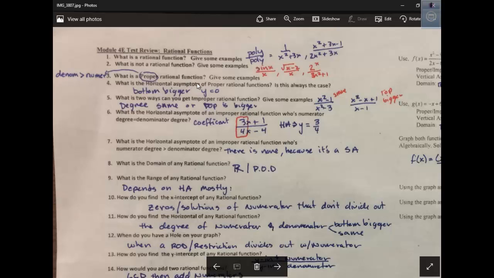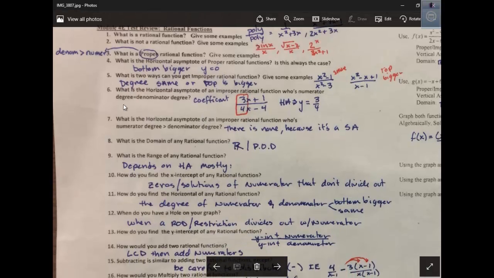What is the horizontal asymptote of a proper? So proper is when the denominator is bigger. So if the bottom is bigger, it's y equals 0. What are 2 ways that you can get improper rational functions? So if the degrees are the same, or if the bottom is bigger.